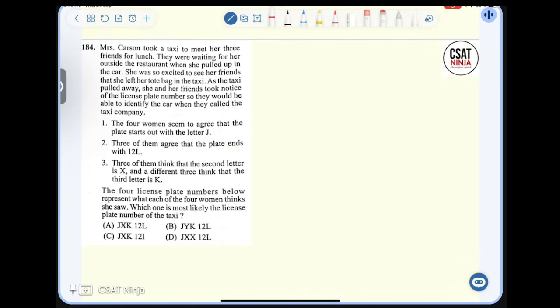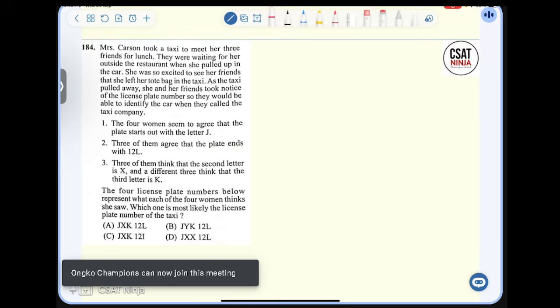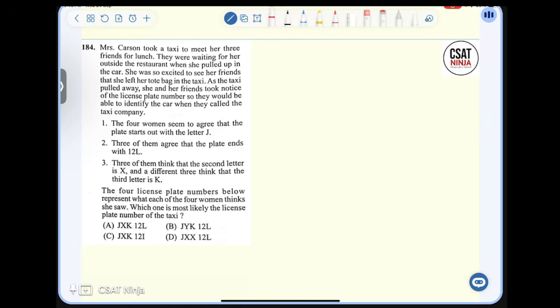Even this one is critical reasoning. We call this type of question critical reasoning, okay? Mrs. Carson took a taxi to meet her three friends for lunch. They were waiting for her outside the restaurant, but she pulled up in a car. She was so excited to see her friends that she left her tote bag in the taxi. As the taxi pulled away, she and her friends took notice of the license plate so that they could be able to identify the car.